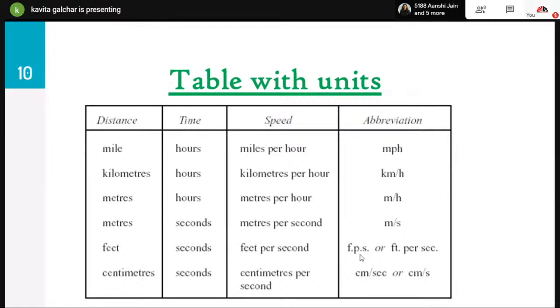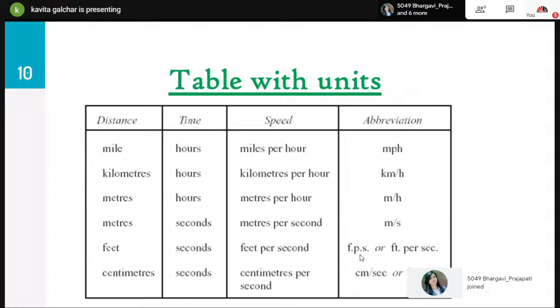If you measure the distance in meters and time in hours, the speed will be meters per hour. The abbreviation is m/h. If you measure the distance in meters and time in seconds, the speed will be meters per second. If you measure the distance in feet and time in seconds, the speed will be what? Feet per second. In a similar way, if you measure the distance in centimeters and time in seconds, the speed will be centimeters per second.